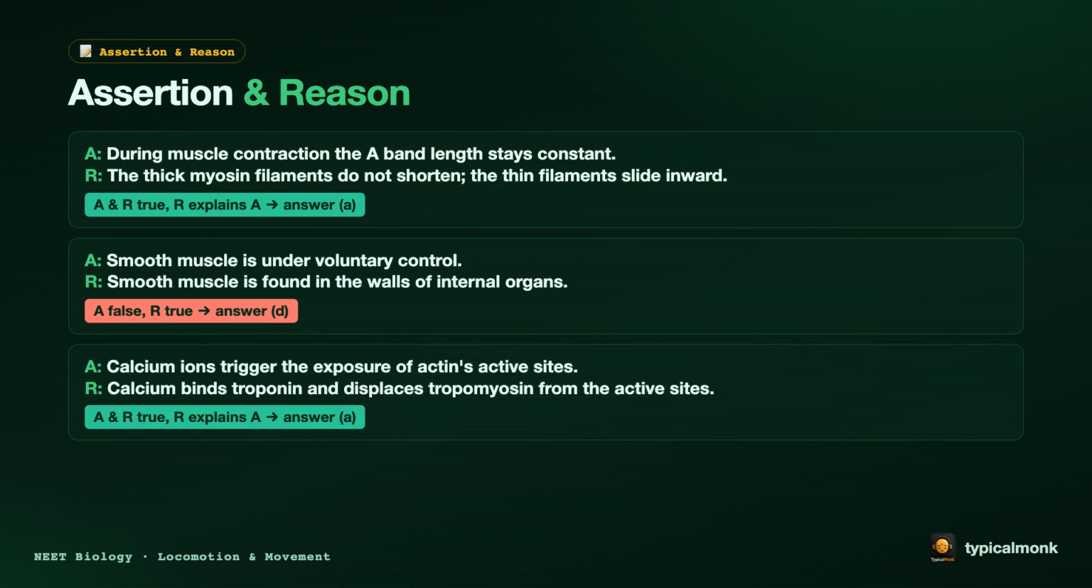Third, A, calcium ions trigger the exposure of actin's active sites. R, calcium binds troponin and displaces tropomyosin from the active sites. Both are true, and R explains A, so the answer is A.